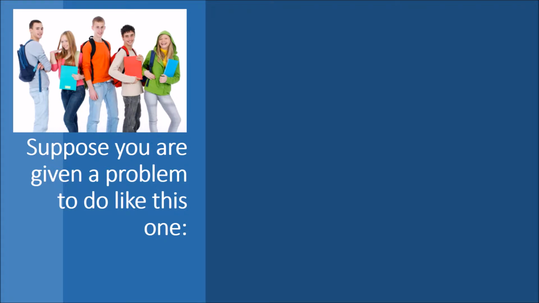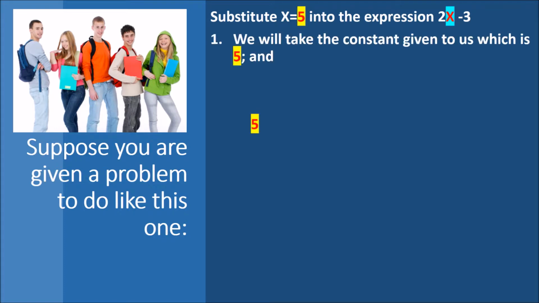Okay. So suppose that you're given a problem to do just like this one. Substitute x equals 5 into the expression 2x minus 3. So we're given two things here. We're given a constant value, which is 5, and we're given the mathematical expression 2x minus 3. So what we're going to do is we're going to take that constant that's given to us, which is 5.